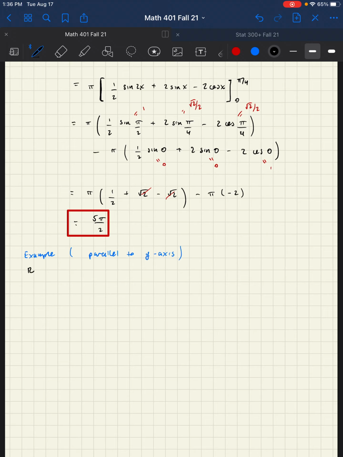All right, then, what's our region? What we're going to look at is bounded by y equals x squared, the y-axis, and y equals 2. About the line x equals 3. So let's draw this.